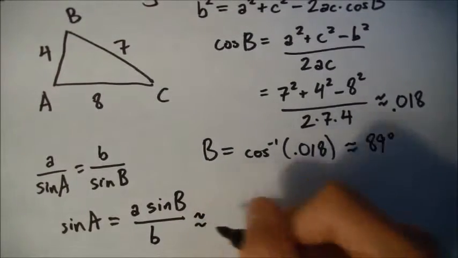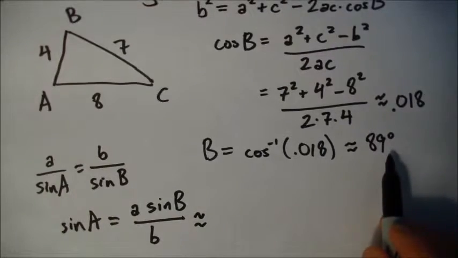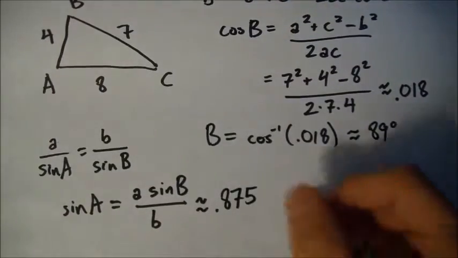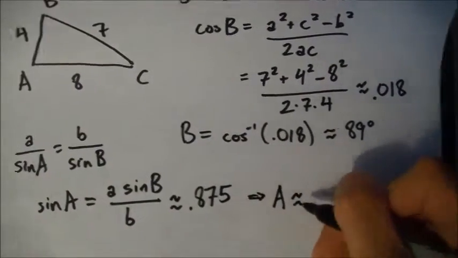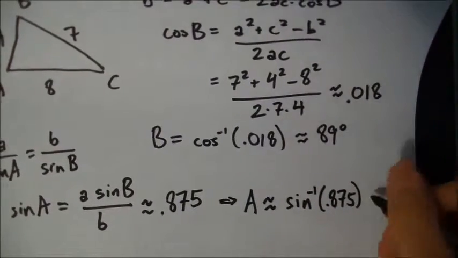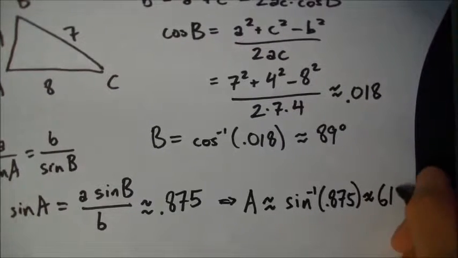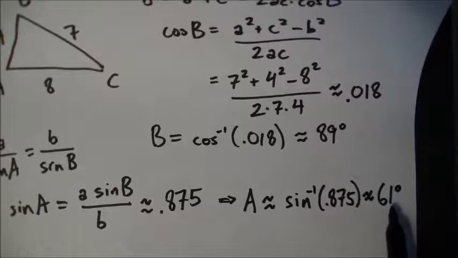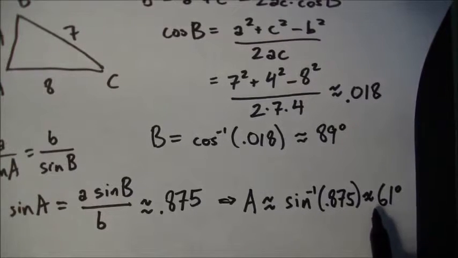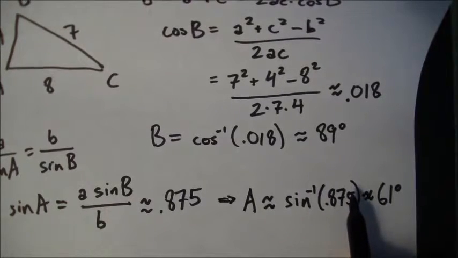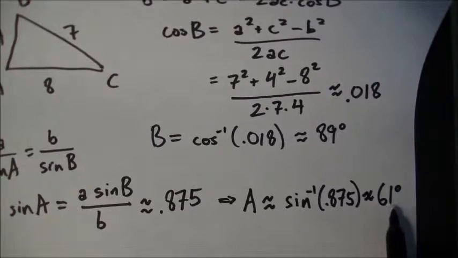And when we compute that using the angle B that we just found, this comes out to be about 0.875, and so we find that A is inverse sine of 0.875, and that comes out to be approximately 61 degrees. And just to be careful, there might be an ambiguous case here where we have to consider a different angle as well, but note that the supplement of this would be 119 degrees, and there's no way that 119 and 89 degrees could both be angles in a triangle. They would add up to too much. So the only possibility is A is 61 degrees.